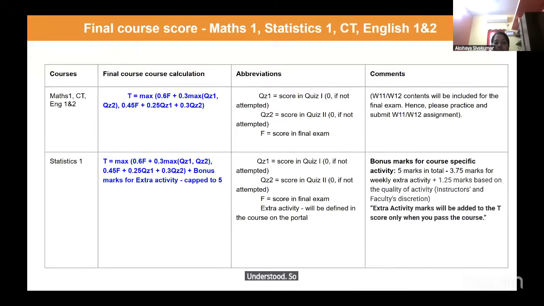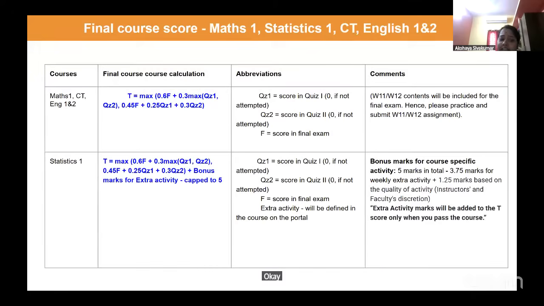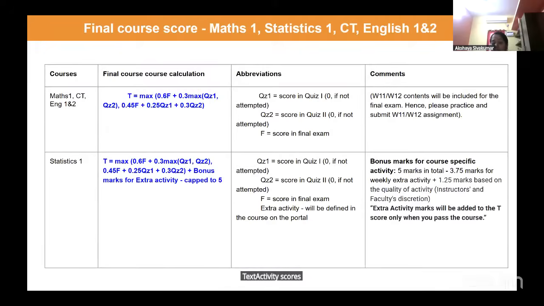So for statistics 1, you have something extra, a bonus extra activity. The same calendar is also given to you in the grading document for your extra activity. The extra activity will be added to your total score calculation only when you are going to pass the course. It's not that you're at the edge of something and we will add it. Only if you pass the course are we going to give you the extra activity scores.